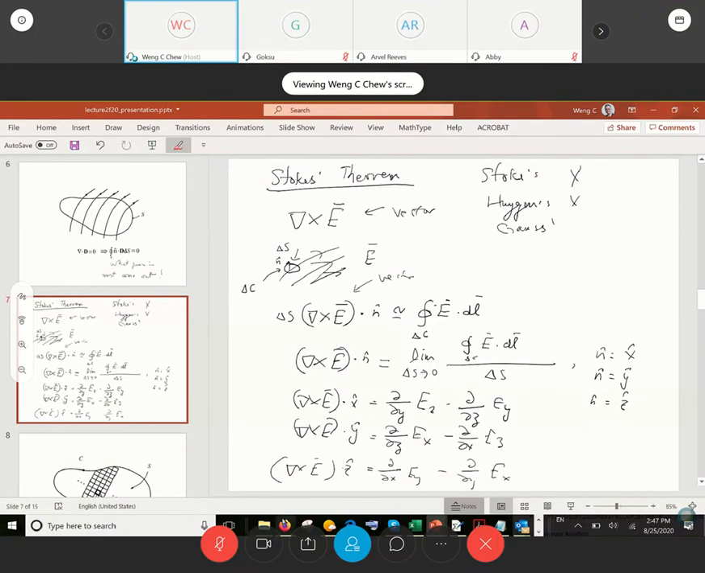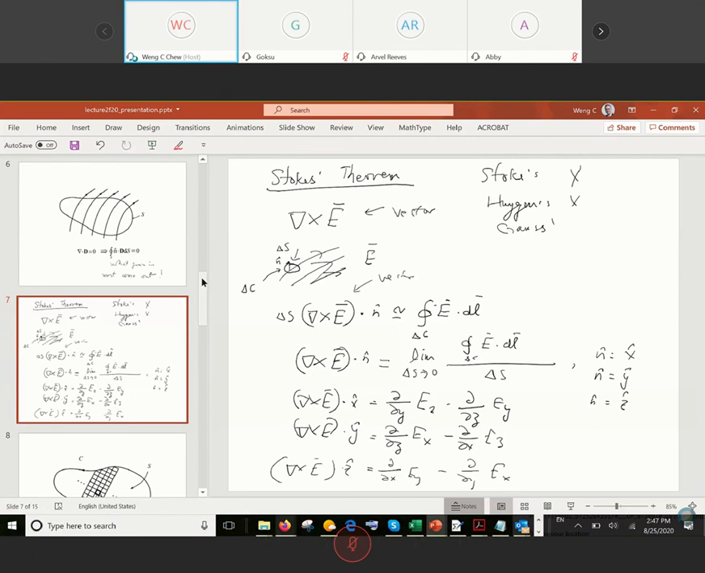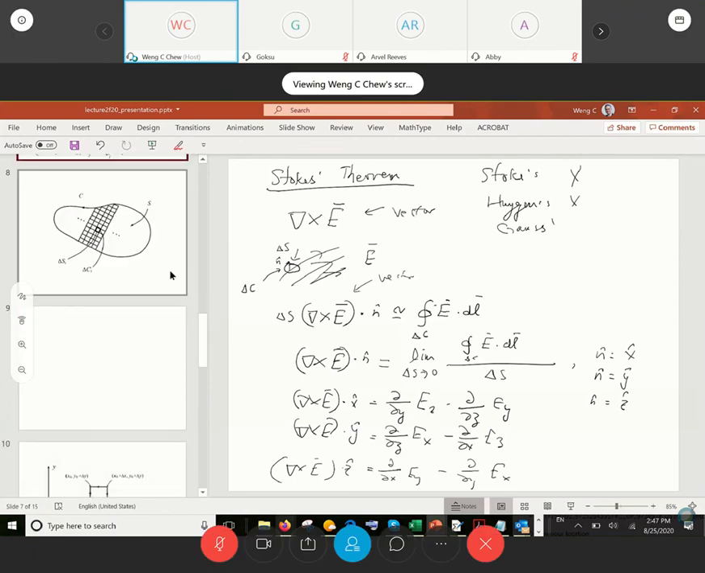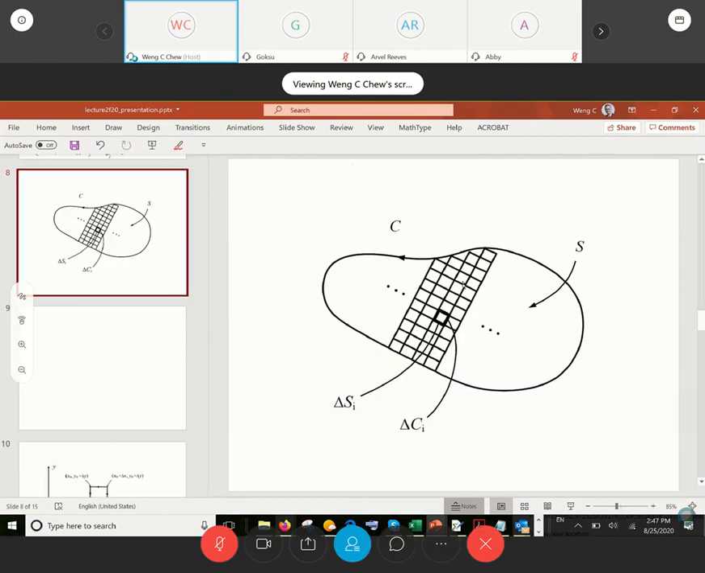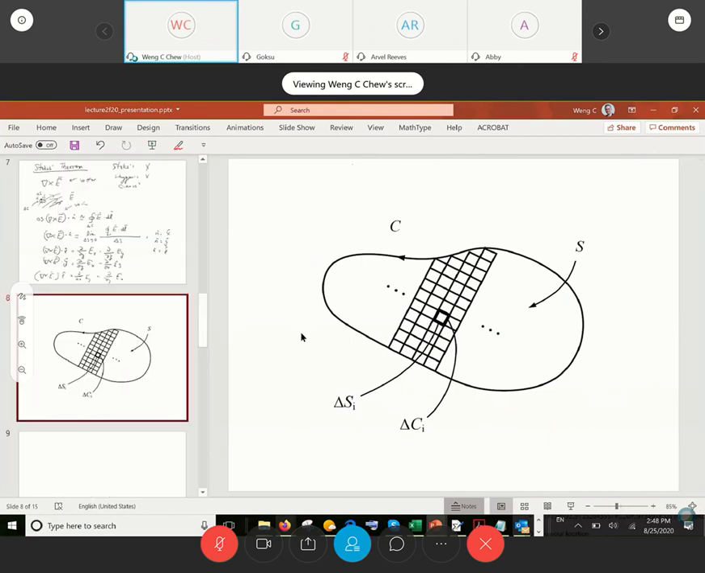And what is important to notice is that, if I do the same exercise again as I did before, and if I have a big contour C and a big surface S, and if I divide the surface S into small surface delta SI, and each of which is surrounded by delta CI, I can apply the identity that I have just derived to each of these small loops. Okay? And again, you can see that the interior nodes will cancel each other.